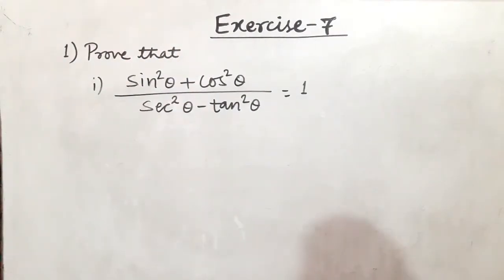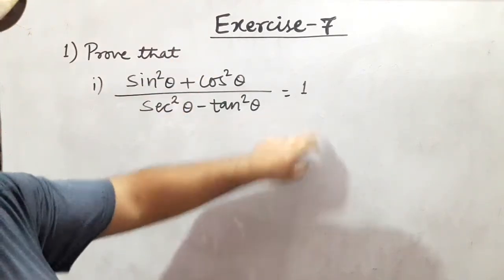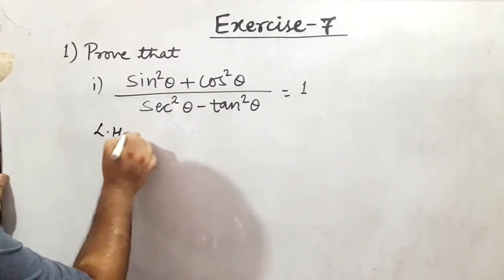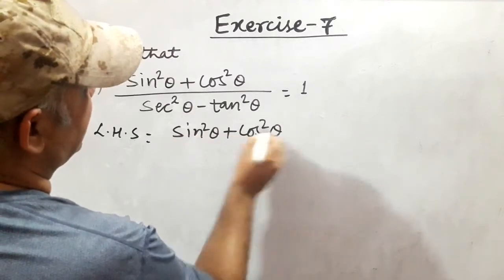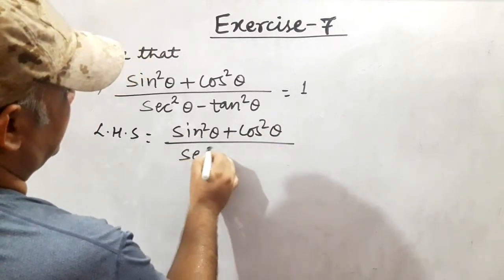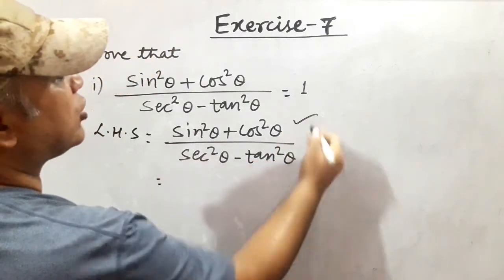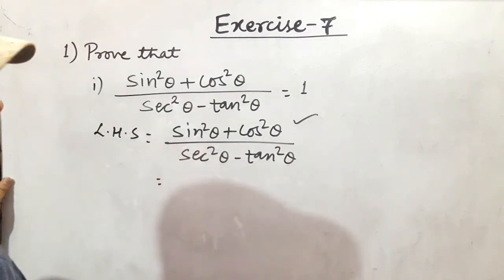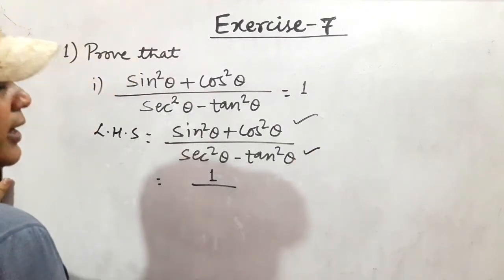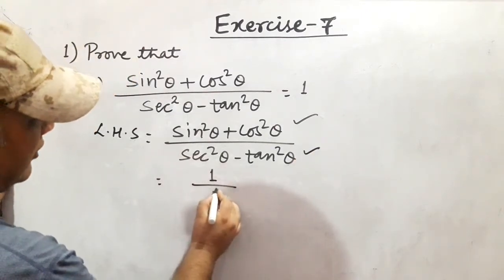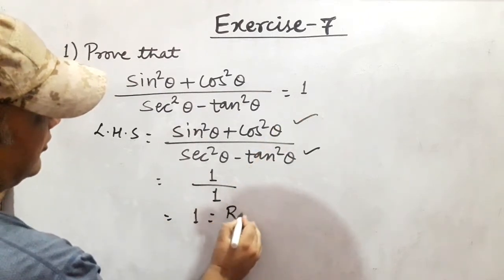Let's see this question. It's quite simple. Sin square theta plus cos square theta by sec square theta minus tan square theta equals 1. So taking the left hand side, sin square theta plus cos square theta by sec square theta minus tan square theta. Sin square plus cos square theta, from the Pythagorean relation we have 1. And sec square theta minus tan square theta, again from the Pythagorean relation we have 1. So 1 by 1 equals 1, which is our right hand side.